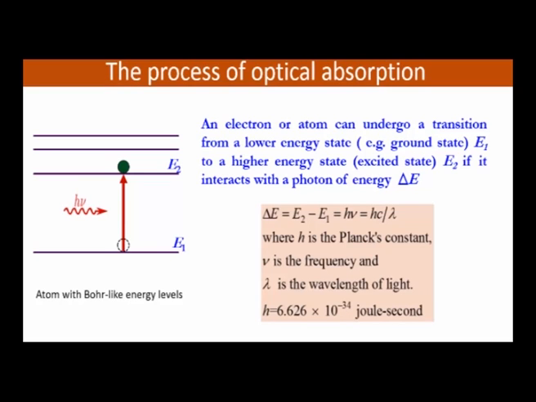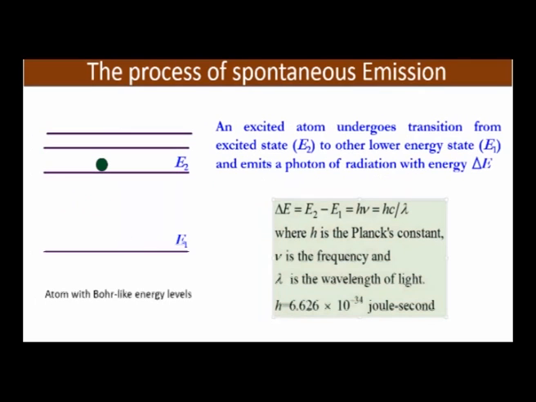What is the reverse of this process? That is an emission process. For an emission to happen, the electron should already have an excess energy. Somebody should have put the electron in an excited state, which means the electron has more energy than what it would have in the ground state. We call it E2.